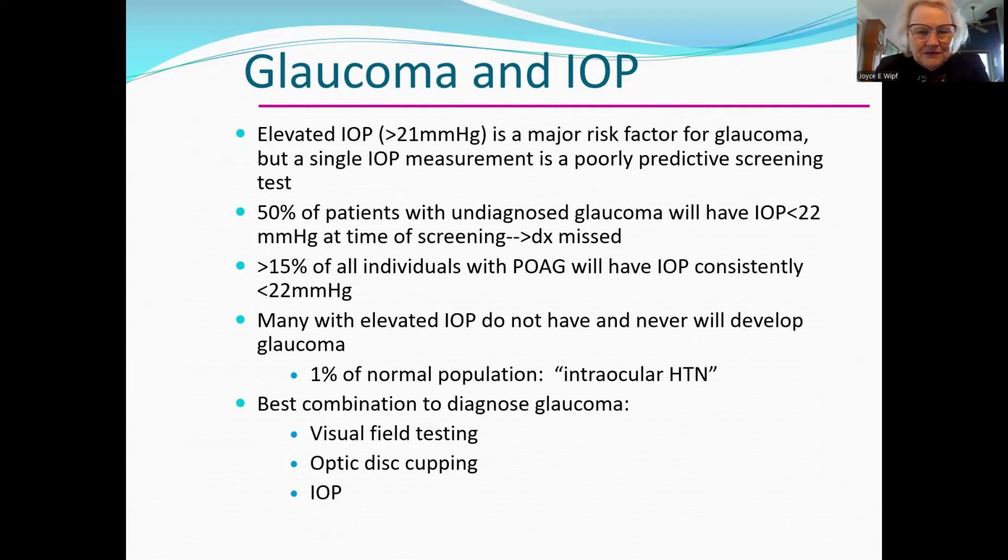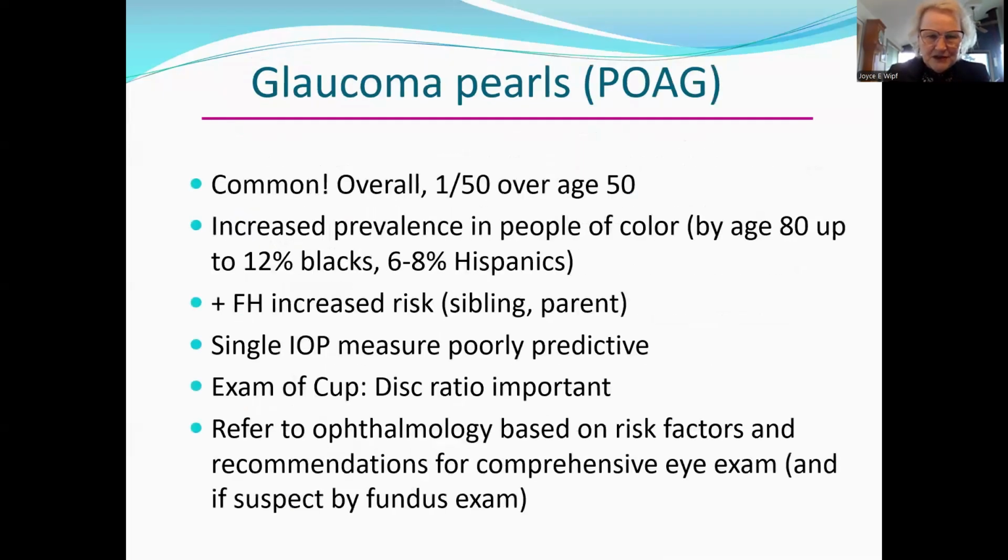And over 15% of all individuals with primary open angle glaucoma will have intraocular pressure consistently normal, at least normal by population standards of under 22 millimeters of mercury. And many with elevated IOP do not have and never will develop glaucoma. So that's 1% of the normal population have intraocular hypertension, still needing periodic visual fields and other assessments. So the best combination to diagnose glaucoma is visual field testing, optic disc cupping, and intraocular pressure measurement.